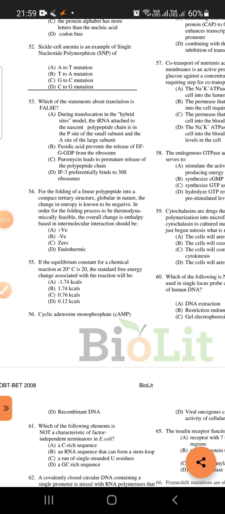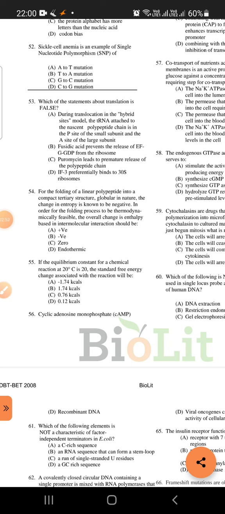The first statement says: during translocation in the hybrid sites model, the tRNA attached to the nascent polypeptide chain is in the P site of the small subunit and the A site of the large subunit. This peptidyl tRNA binds to the P site. It's not like some of the tRNAs are attached to the small subunit, or some of them are attached to the large subunit, right? It is one integrated subunit. So the first option will be false, and the rest, you can see, all the statements are right.